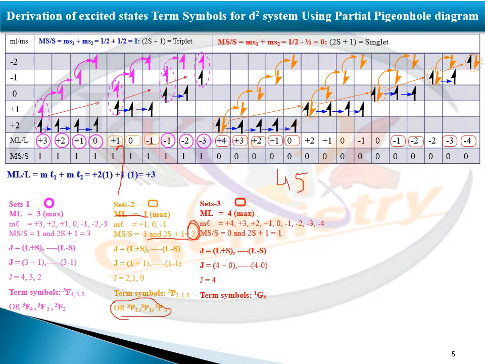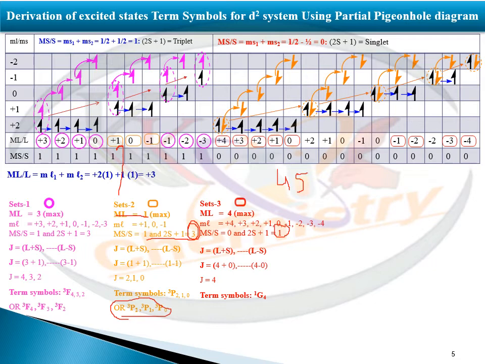Third set is when L is equal to 4. So if L is equal to 4, we will have plus 4, plus 3, plus 2, plus 1, 0, minus 1, minus 2, minus 3, minus 4 value. So this MS is 0. Why? Both electrons are paired. Plus half, minus half will give you a 0 total spin value. By putting this 0 in the spin multiplicity formula, you will get a singlet. Spin multiplicity will be a singlet over here.